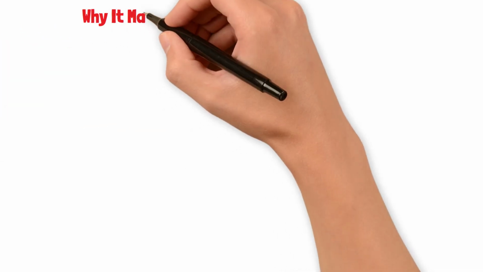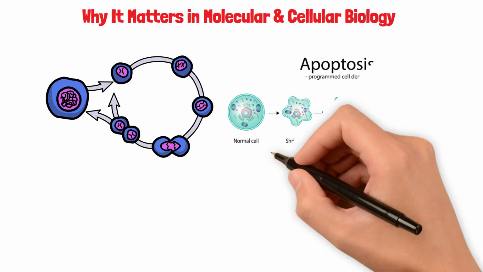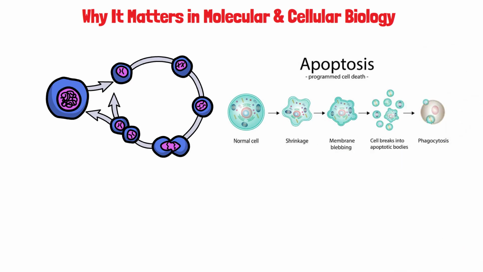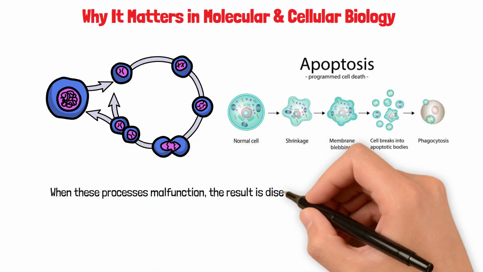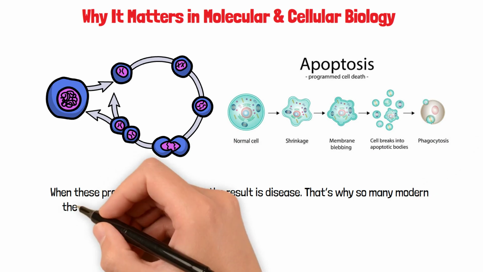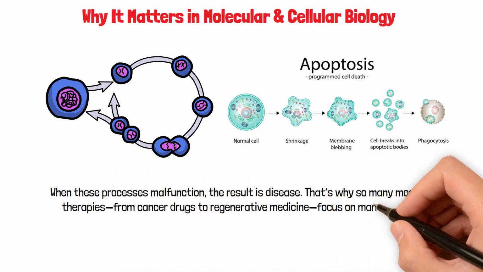Why it matters in molecular and cellular biology. The cell cycle and apoptosis are central to life. They explain how organisms grow, repair themselves, and stay healthy. When these processes malfunction, the result is disease. That's why so many modern therapies, from cancer drugs to regenerative medicine, focus on manipulating these systems.